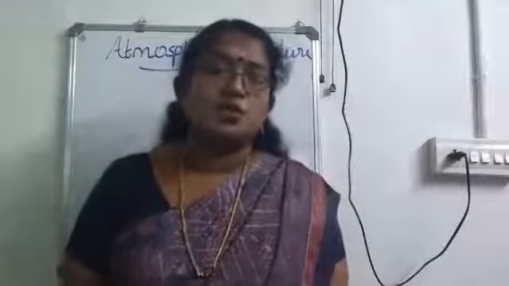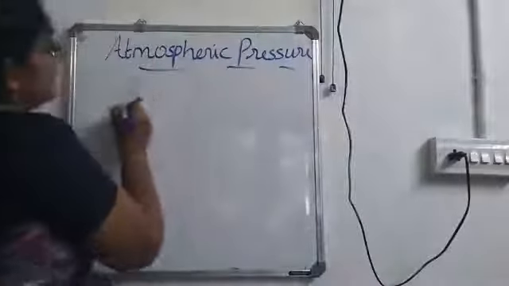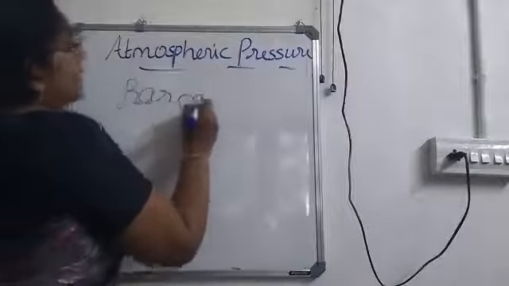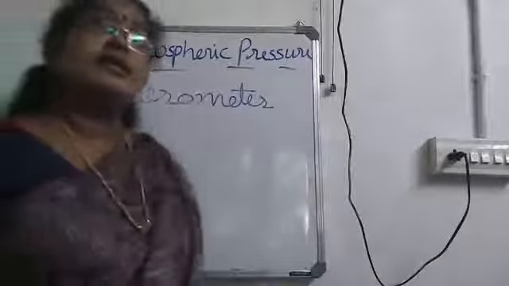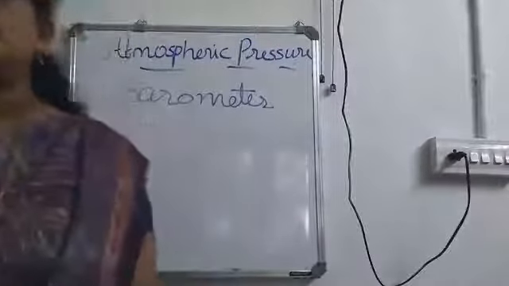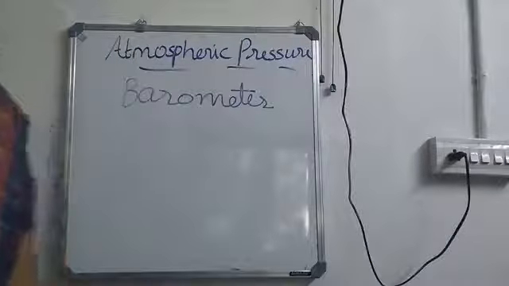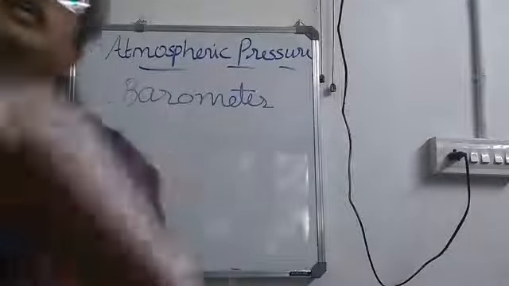Which instrument is used in order to measure atmospheric pressure? It is a barometer. Okay, so only that you should know. Barometer is the instrument used in order to measure atmospheric pressure. Three different types of barometers are explained. Its construction and working are explained in your textbook.